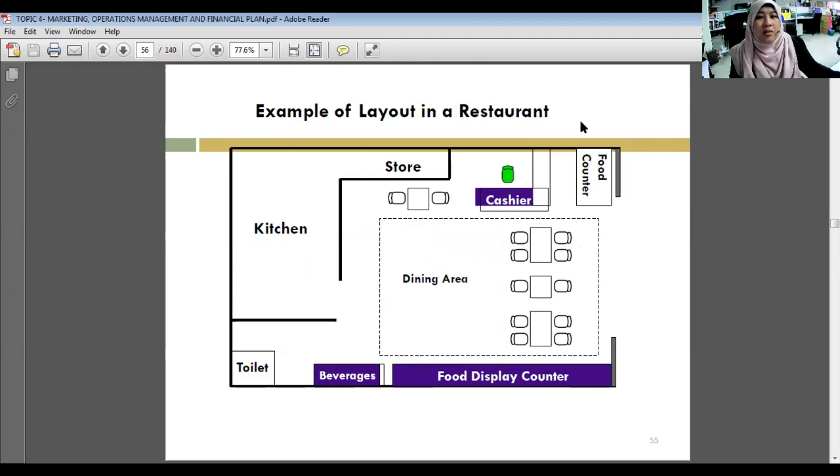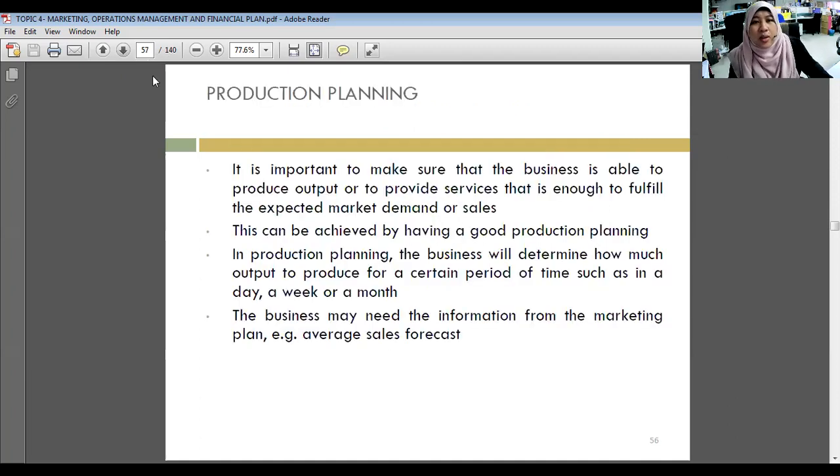And another example is the layout in a restaurant, which is also a part of the marketing. So you can see the dining area, food display counter, for example, to put all the dishes and beverages. If you realize, in a Mamak restaurant or another restaurant too, the kitchen looks transparent to the customer to see how they prepare your dish, right? And then they have a food counter and cashier, and also the store and toilet. Of course, mostly it will be nearby the kitchen, but actually it should be far away, to maintain hygiene and cleanliness. Okay, all right, so we're moving to the next one.